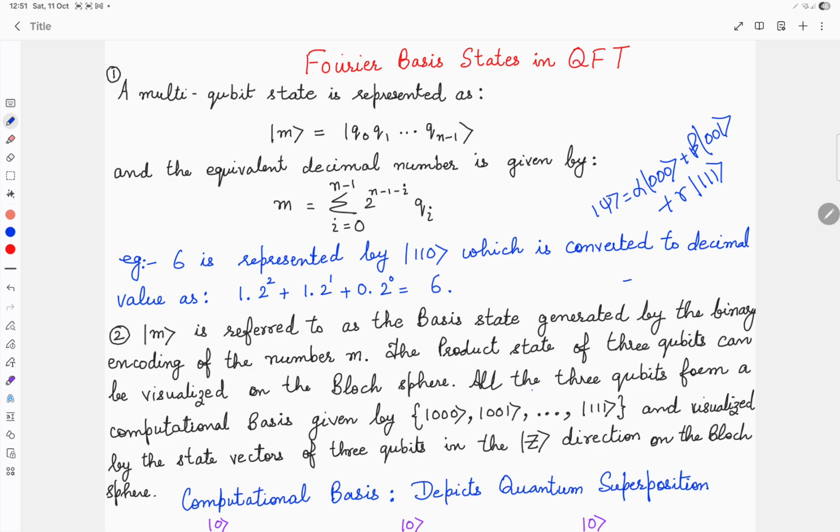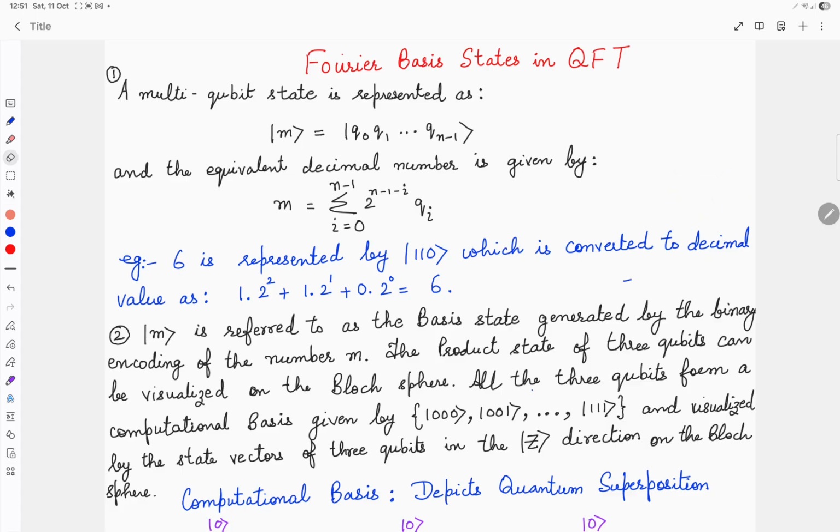These coefficients are complex numbers, and the mod of alpha squared, mod of beta squared or mod of gamma squared gives the probability with which the particular eigenstate will come after we do the measurement. That means after measurement, the quantum state ket psi will collapse to one of the eigenstates depending on the probability. So these 8 possible eigenstates are termed as the computational basis, right? It is very important to understand what we mean by the computational basis.